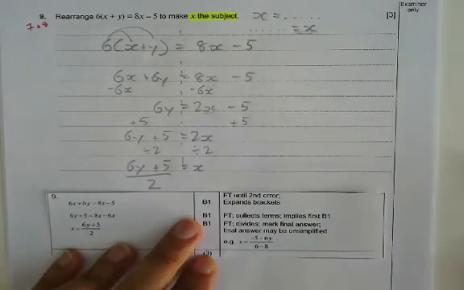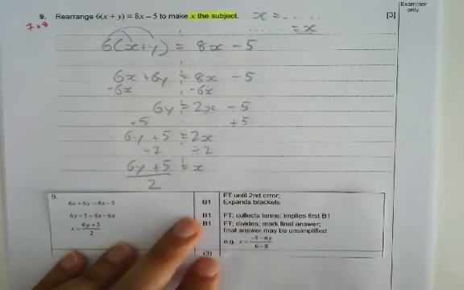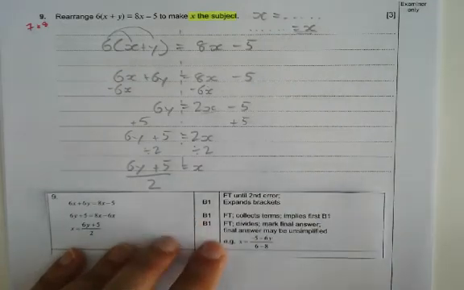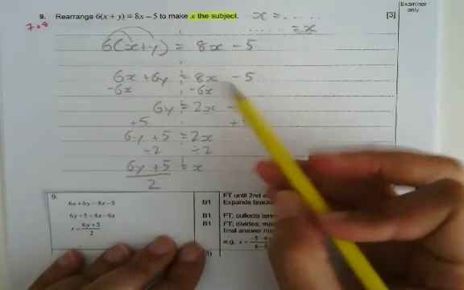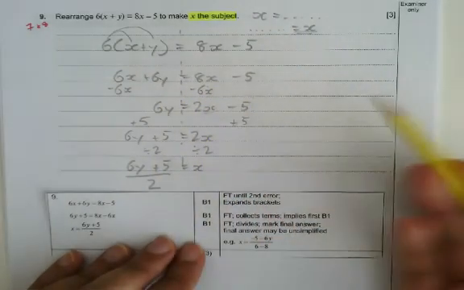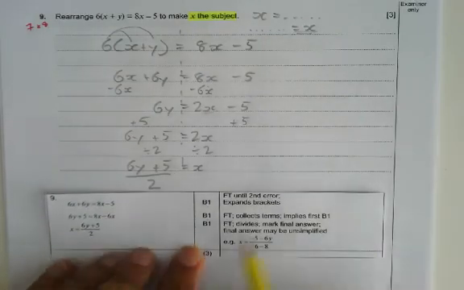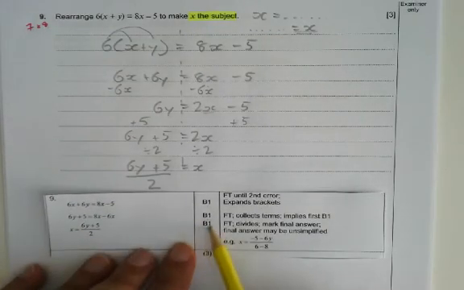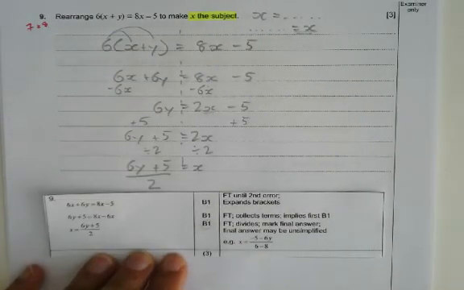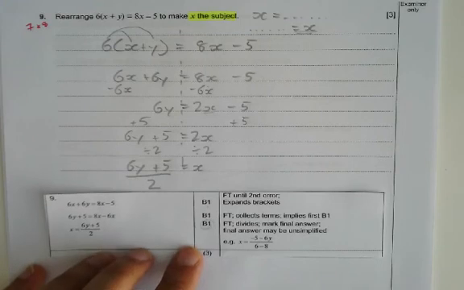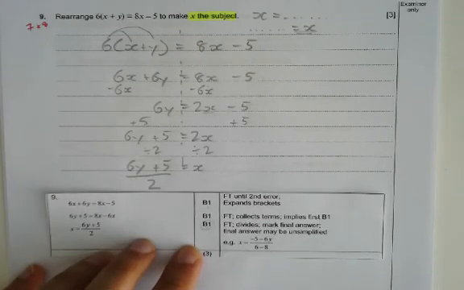You could have taken away 8x on both sides. You could have added 5 at first there. You could have taken away 6y. In fact, that probably wouldn't have got you a mark. But any attempt to get all the x's on one side, everything else onto the other, is spot on. And then the last one, basically that, getting the right answer at the end there, B1 divides mark to get the final answer.